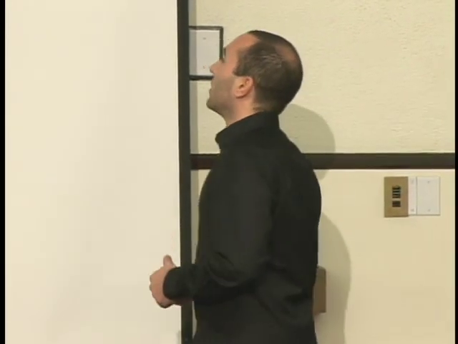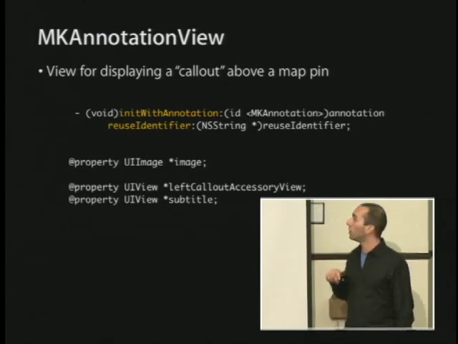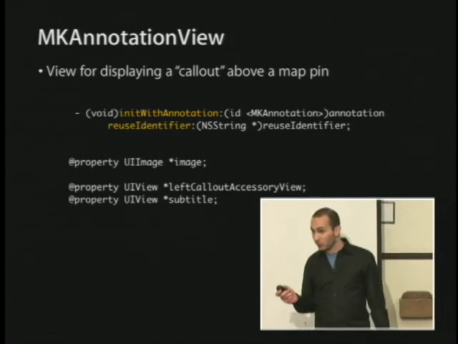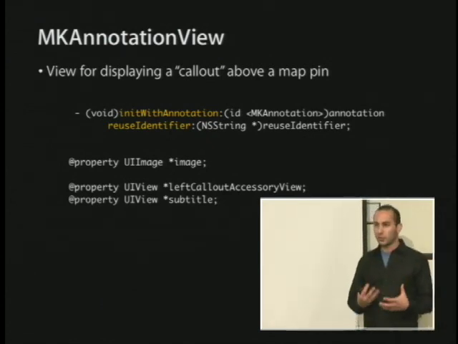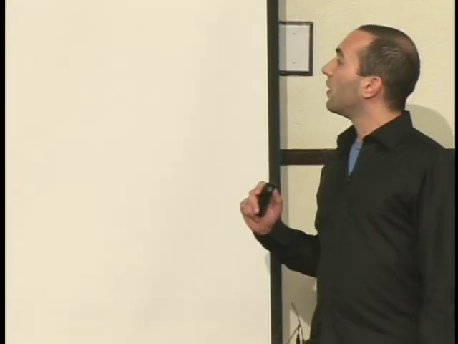All right, MK Annotation View. This is what you're going to be either creating or not creating in your Paparazzi 3 assignment. But here are the methods that you can call. If you want to create your own, you can call init with annotation, and you'll notice it takes an ID, an object that implements the MK annotation protocol, and a reuse identifier. And you should be used to reuse identifiers from table views, right? So it does that same kind of reuse for you. There are also a few different things that you can override here. I left one out. There's image. So you can set an image. I believe that goes on the left-hand side of the callout, or it might be the entire thing.